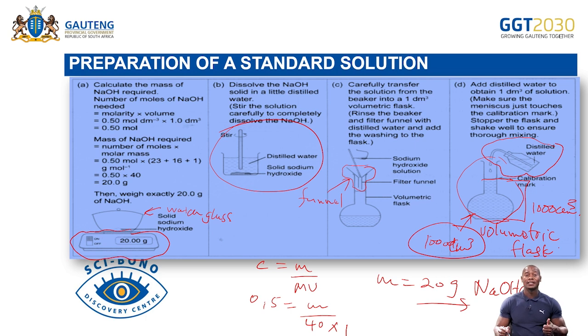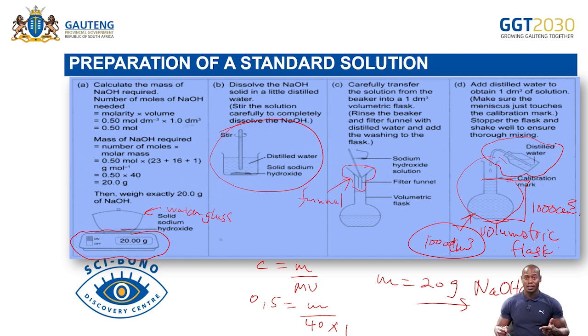But where do you start? You want to prepare a solution of sodium hydroxide with a concentration of 0.5 using the volumetric flask of 1000 cubic centimeters. The first thing you need to do is calculate the mass of sodium hydroxide pellets needed. Here we want 20 grams. Then you measure 20 grams of sodium hydroxide pellets.